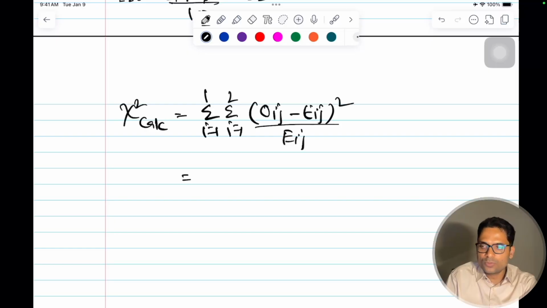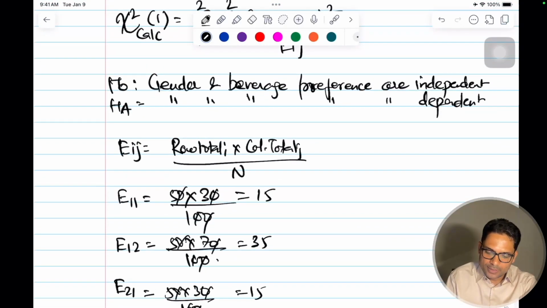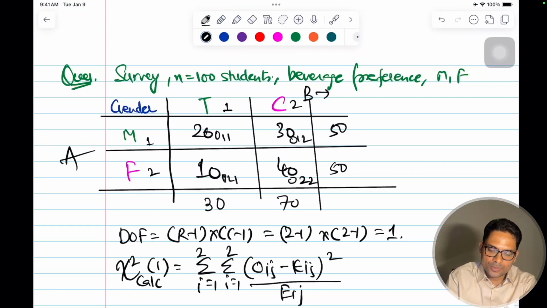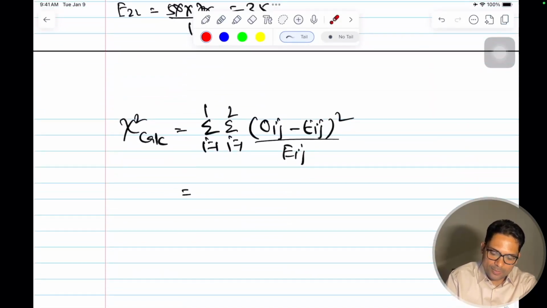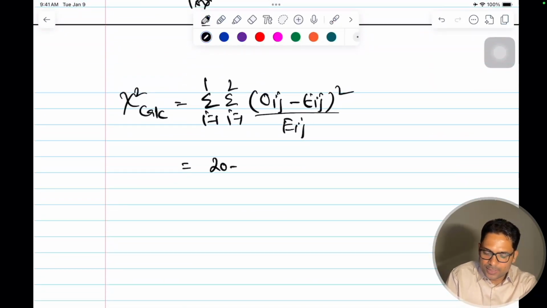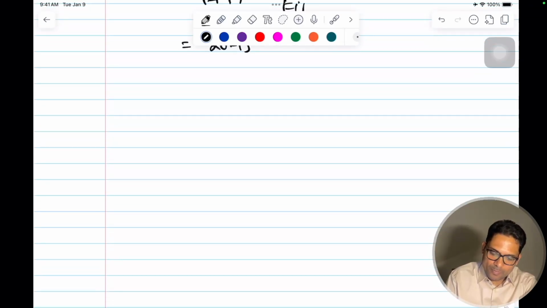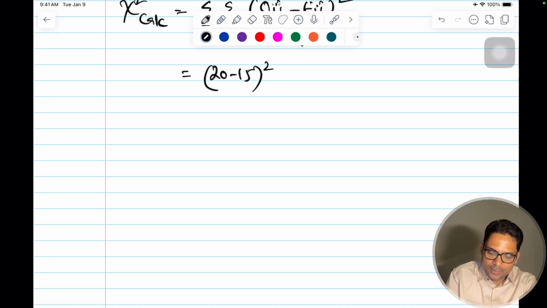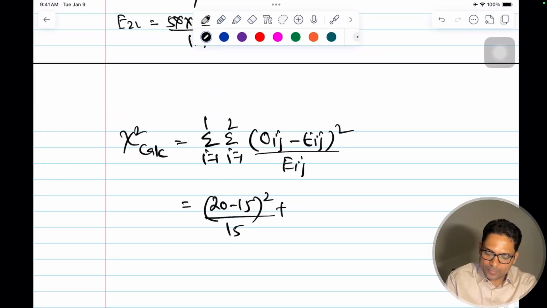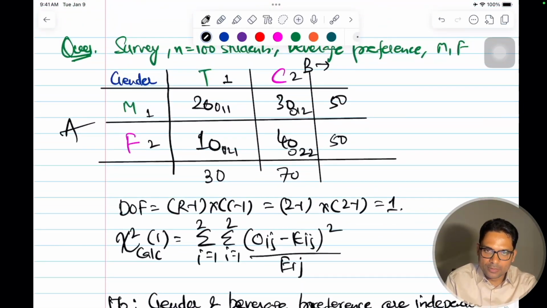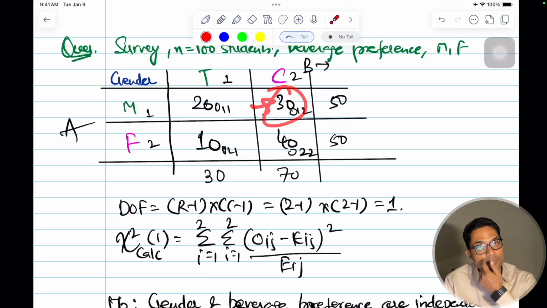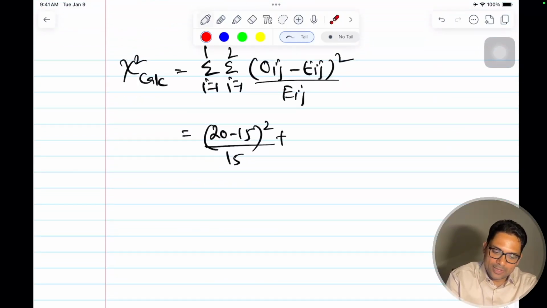Okay, so this is two categories are there. So E11, E12. So O11 for the first one is 20. This is the observed value, 20. I'll just put 20 minus 15 (E11) whole square by expected value 15. Similarly, E12, this will be 30. Sorry, 30 here. This is the observed value, O12. I'll write the values, then you can find out.